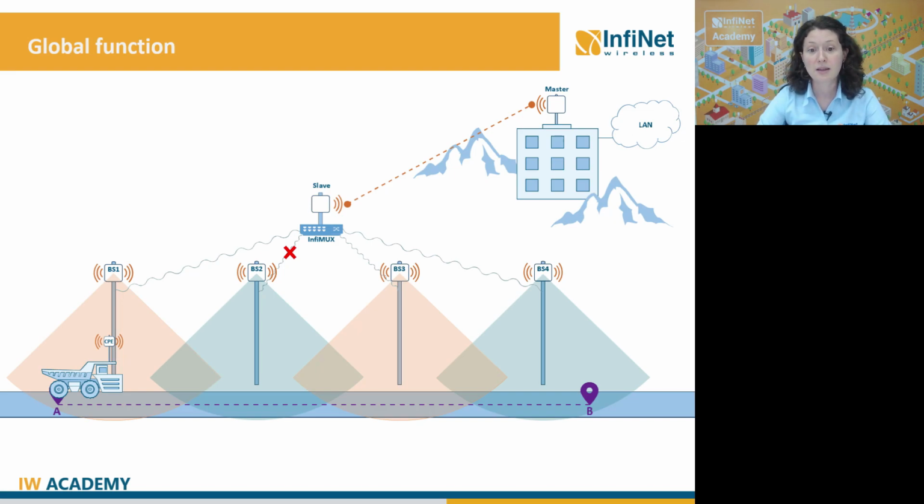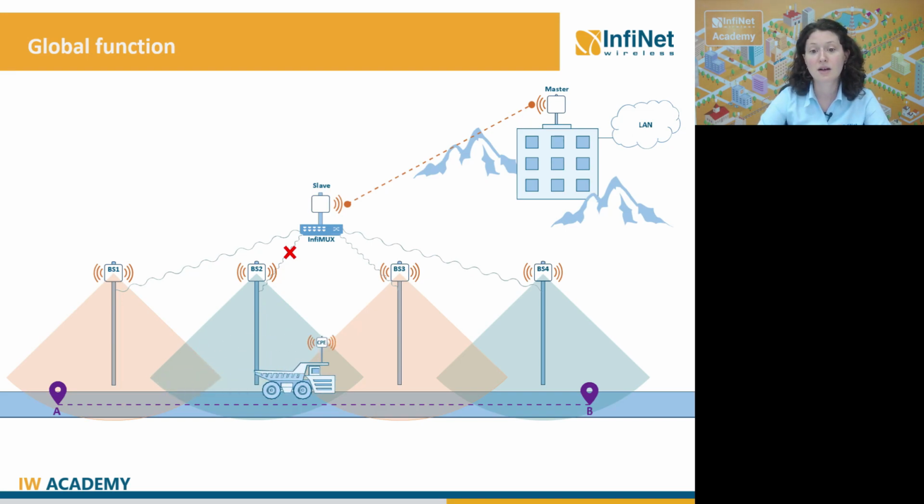We will see what happens when the global function is not enabled. The CPE on the moving vehicle will first establish a connection with base station 1 as it is in its coverage area. As it moves along the trajectory from A to B, the vehicle enters the coverage area of base station 2 and it establishes a radio link with it, not knowing that the link between the Infimax and the base station is broken.